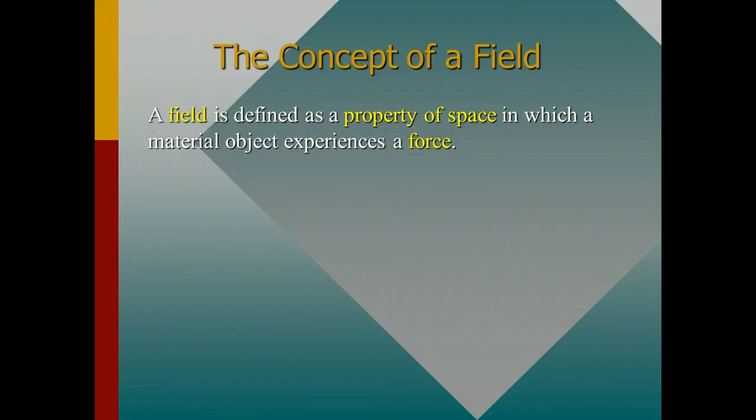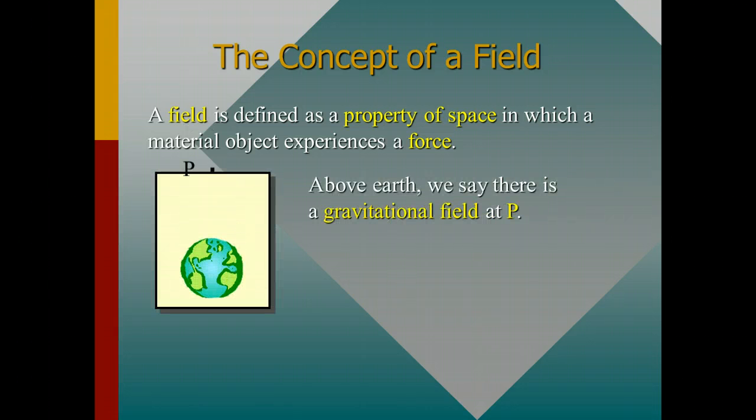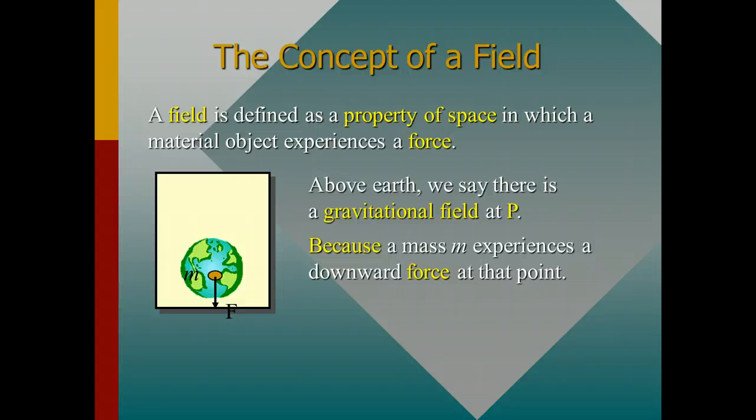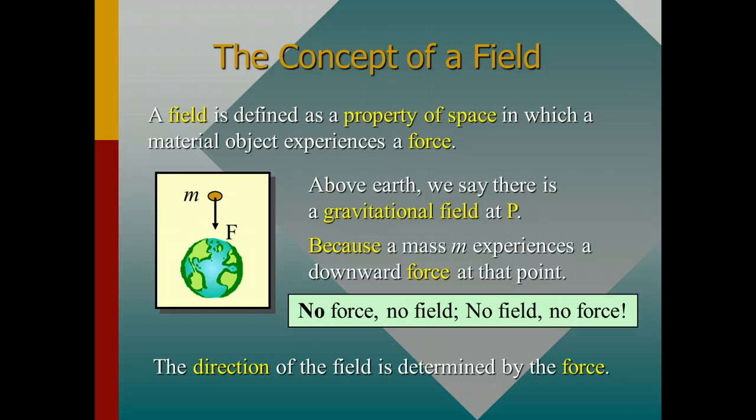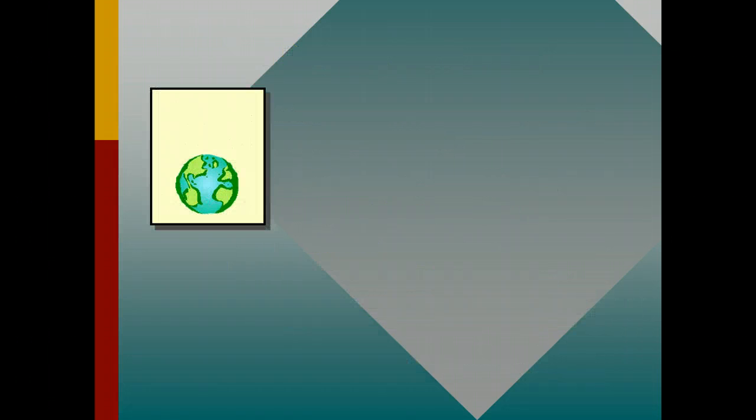We define a field as a property of space which results in some sort of force. So we have a gravitational field above the Earth because we have a gravitational force that exists at all points. The force only exists when a mass is there, and because the mass exists and experiences a force, there is a field. If we don't have a force, we don't have a field, and if we don't have a field, we don't have a force. And the direction of the field is determined by the direction of the force.